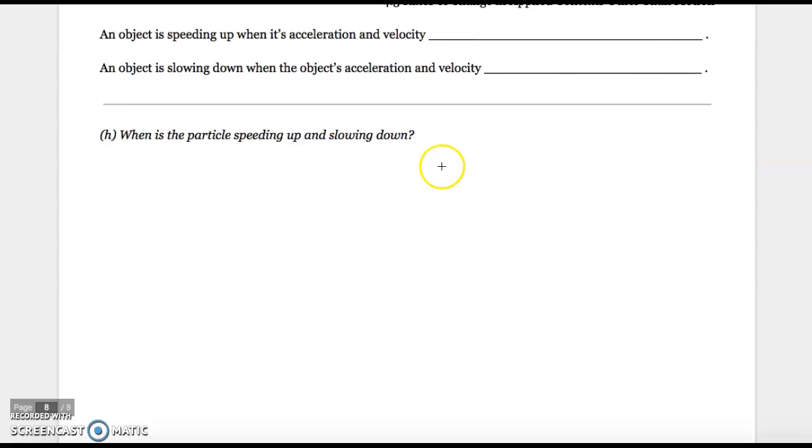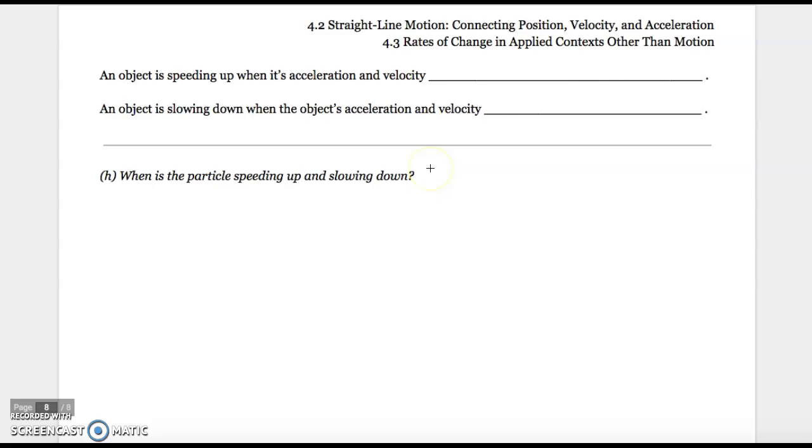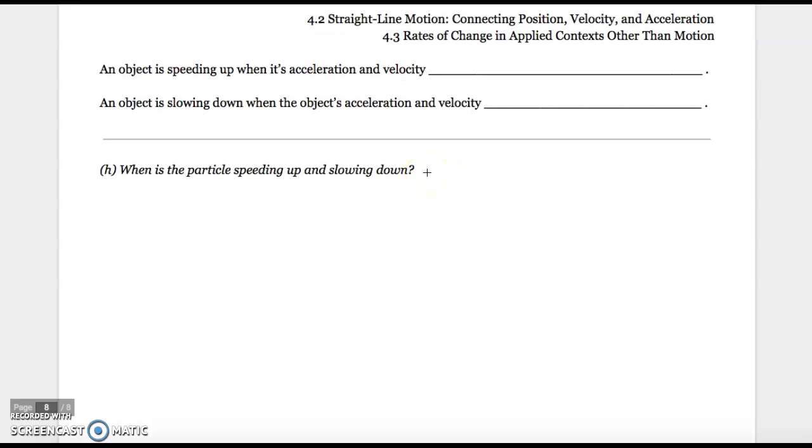Last but not least, this is the same example that we're working with, but when we talk about an object's speed, an object would be considered to be speeding up when its acceleration and velocity match in sign. So if your velocity and acceleration are both positive, that means your particle is moving forward and accelerating in that direction. But it also works if they're both negative, because that means my particle would be moving backward and accelerating in the negative direction.